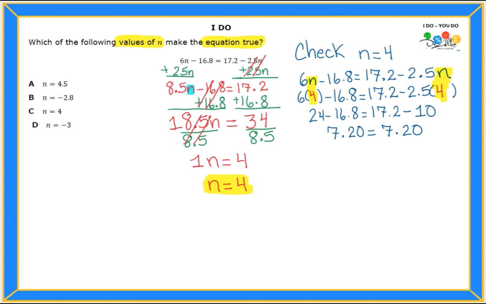What do you notice about both of my answers? I got exactly the same. It's true: 7.20 is equal to 7.20. Therefore, my answer is correct. So my answer for this would be letter C.